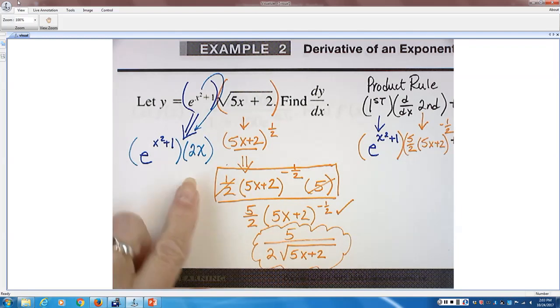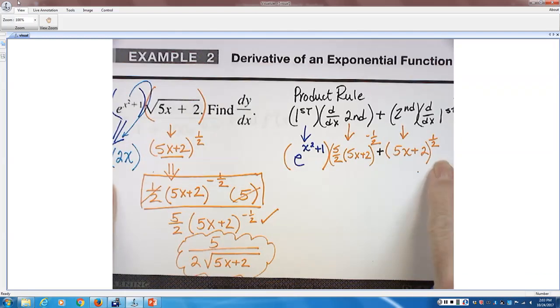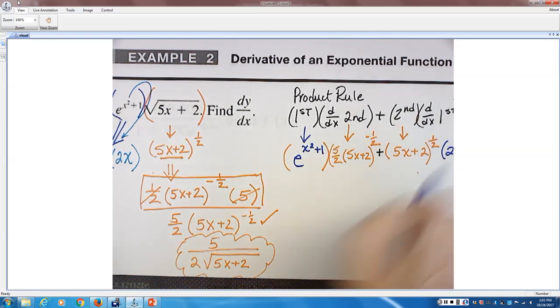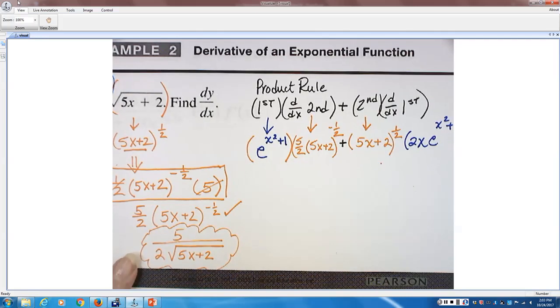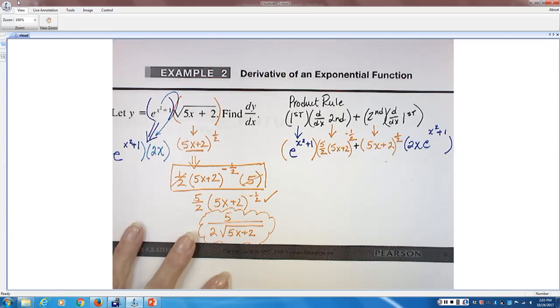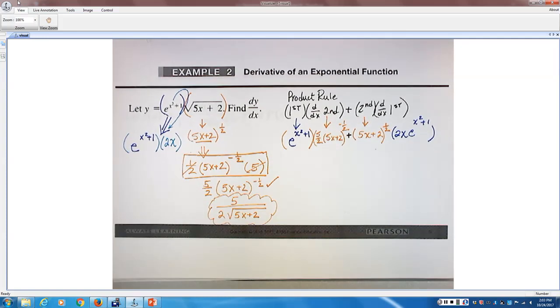So then the complete derivative that I'm going to carry over here and put after the second factor is going to be 2x times e to the x squared plus 1. So there's your derivative. Back out a little bit so you can see it all together. So there's your derivative.